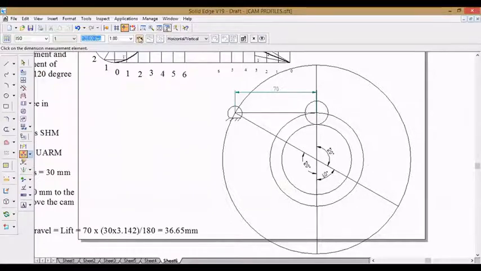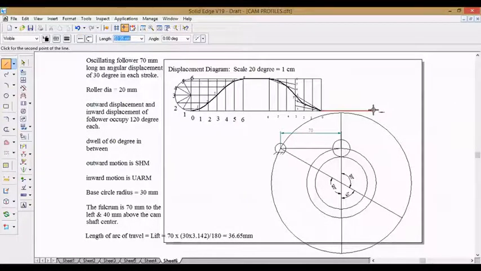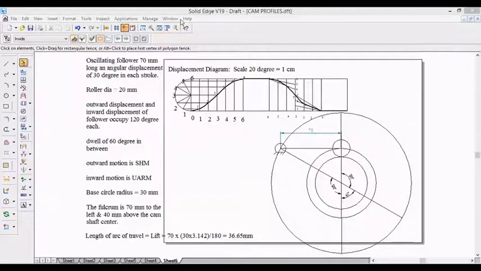Okay, that we need to show here in the displacement diagram also. We forgot that. So 60 degree, 60 degree means 30 mm. At 30 mm, you need to draw a line and show that as a dwell. Right. So marking is completed.